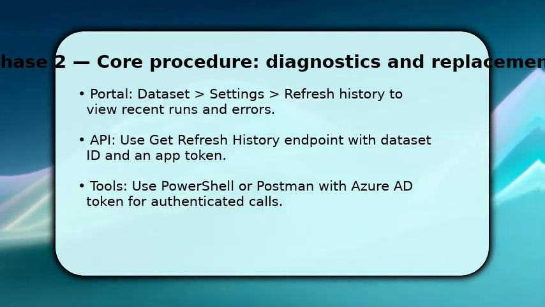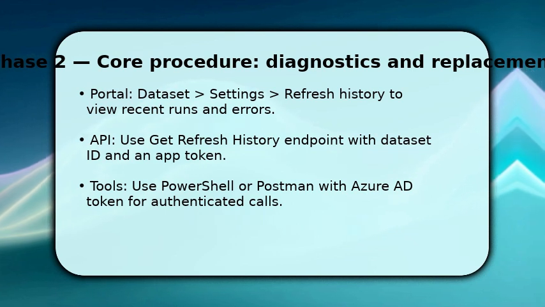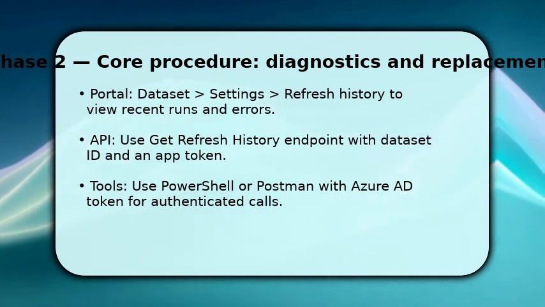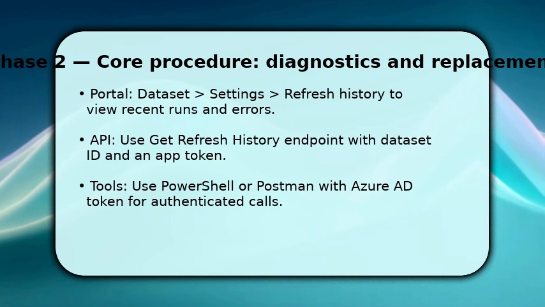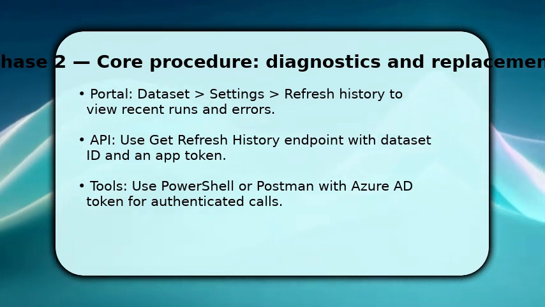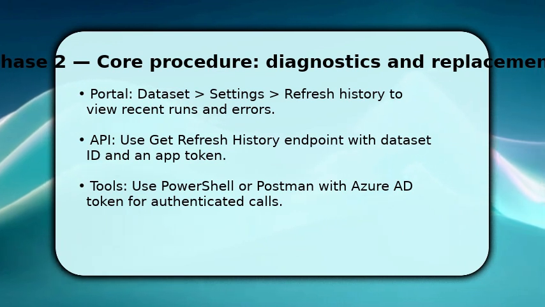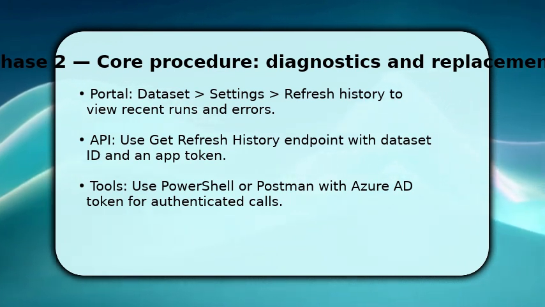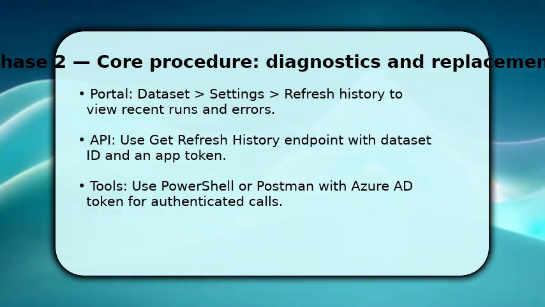Alternatively, use the Power BI REST API Get Refresh History. This is essential for long-term audits or automated monitoring. Acquire an Azure AD token for your service principal or user, then call the endpoint with the dataset ID. Use PowerShell or Postman to parse, return JSON.